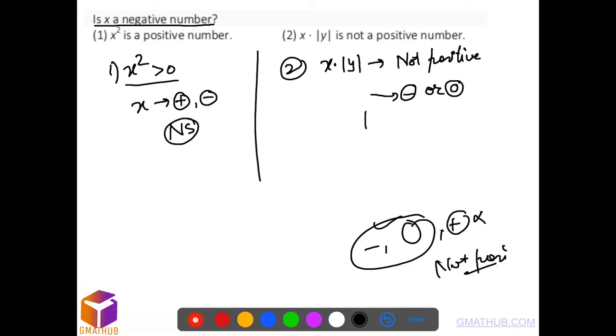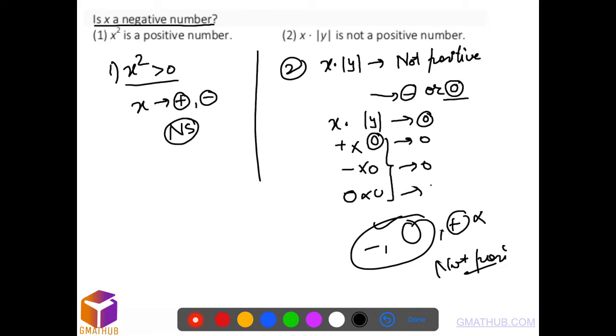So now let's say mod of y is 0. Okay, product of two numbers is 0. 0 is a possibility. So if one of them is 0, the other could be positive, negative, 0, anything. Okay, if one of them becomes 0, the other one could be anything, positive, negative, 0. So x can be anything.